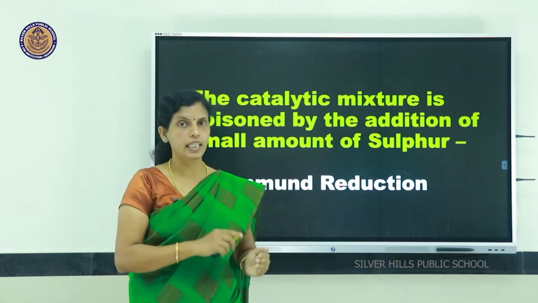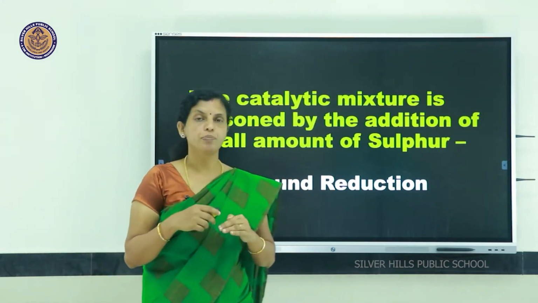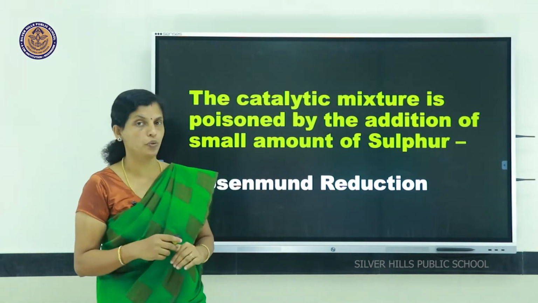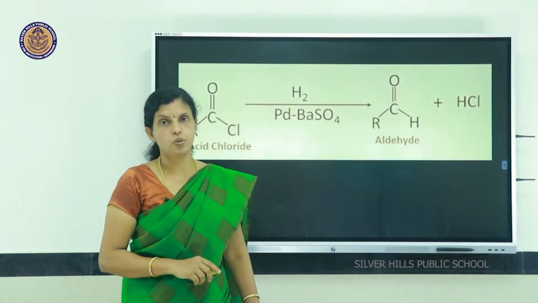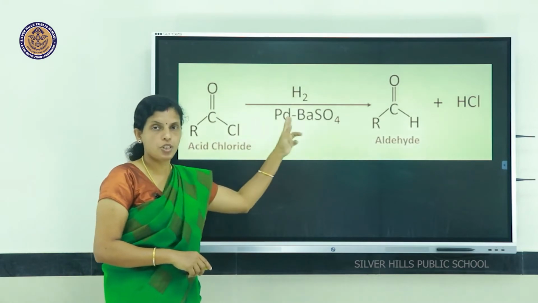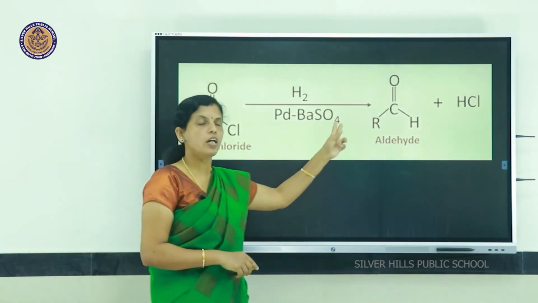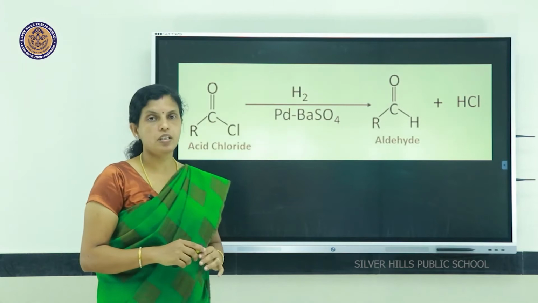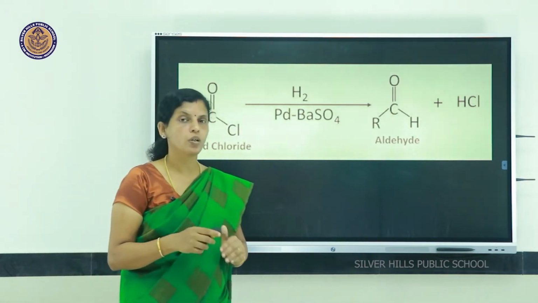So, it is a conversion of an acyl halide by treating with H2 in the presence of palladium catalyst supported over barium sulfate, and the reaction is poisoned by a trace amount of sulfur or quinoline. This is a general reaction for the Rosenmund reduction reaction. Acyl halide, general formula RCOCl, treated with H2 in the presence of palladium supported over barium sulfate, gives RCHO plus the byproduct hydrochloric acid. So, this Rosenmund reduction reaction is used only to prepare aldehydes. Ketones we can't prepare by using the Rosenmund reduction reaction.